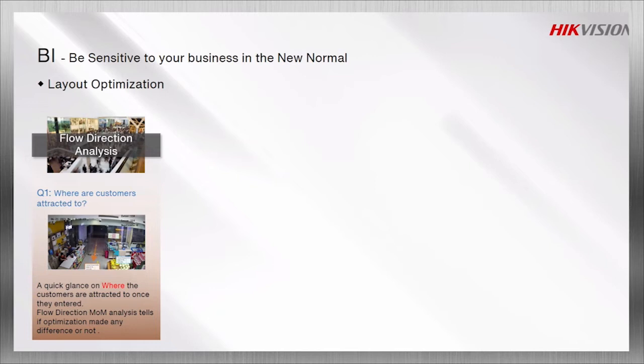For example, once the client enters the retail, we can find if he will go straight or turn to the left or turn to the right. So once you make some layout optimizations, you can have the flow direction month-over-month comparisons, and you will see if the layout optimization made any difference or not.